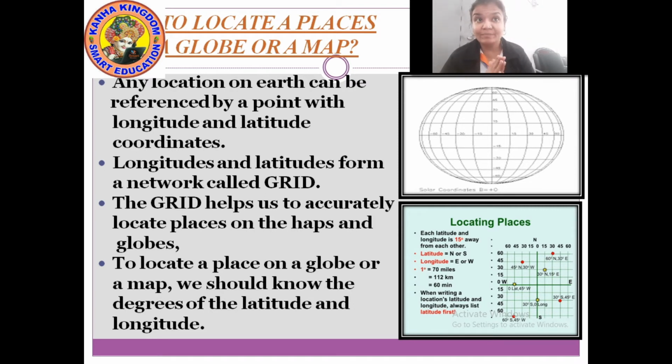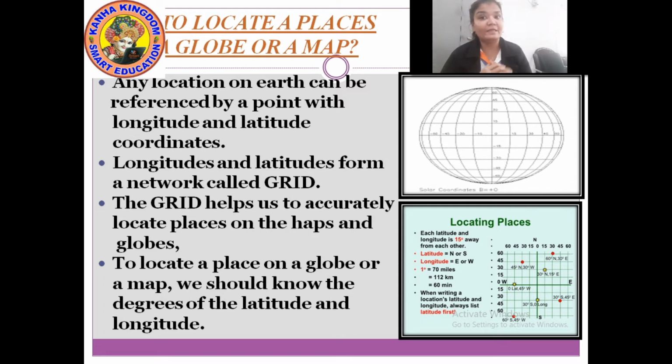You can see that the latitudes and longitudes coordinate with each other and then form a grid, that is, a square. In the next picture, I have shown you how we can locate places. When you look, you will find that each latitude and longitude is 15 degrees away from each other.